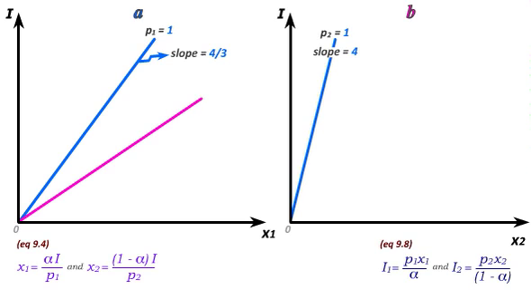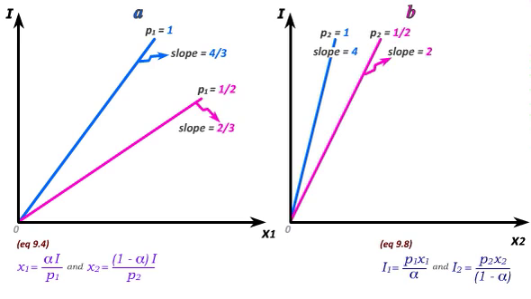Now, since we're holding the prices fixed when we graph the income demand curves, changing the prices will also change the income demand curves. For instance, if we change the price of good 1 to 1/2, we get a new magenta income demand curve that has a shallower slope. The same happens if we change the price of good 2 to 1/2.